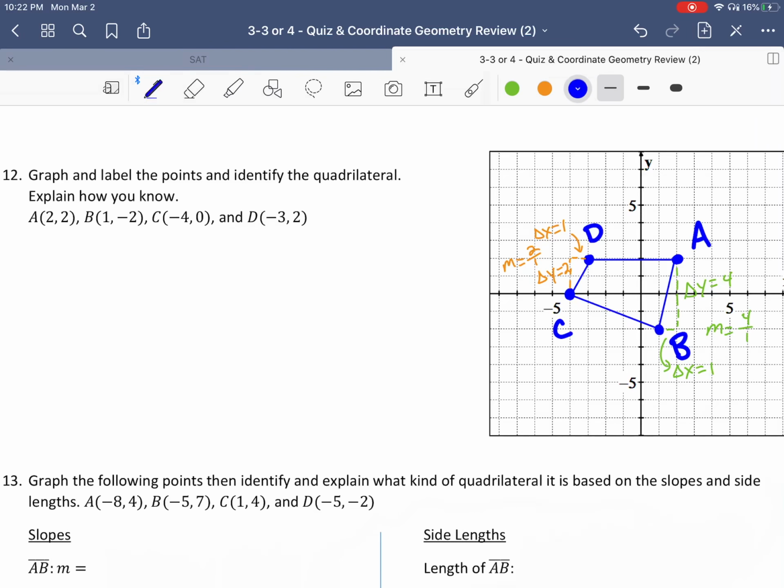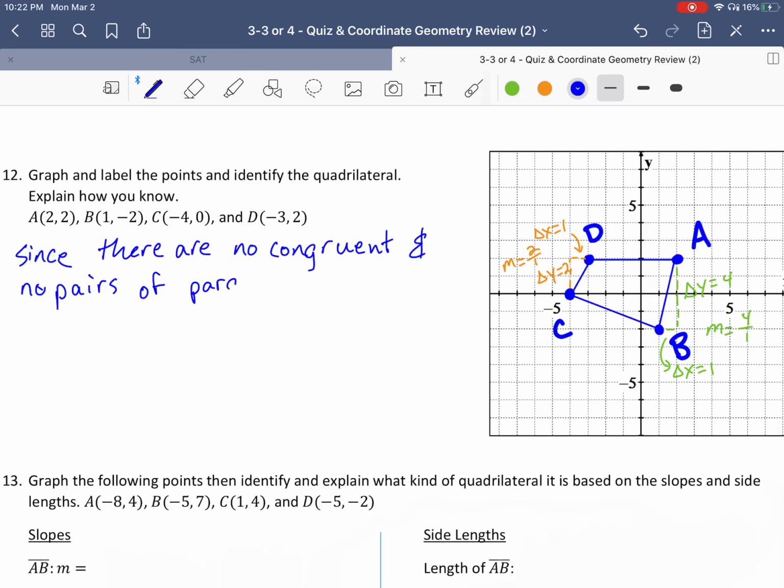So since there are no congruent sides and no pairs of parallel sides, this is a common quadrilateral. Common meaning that it is not a special quadrilateral of any kind.